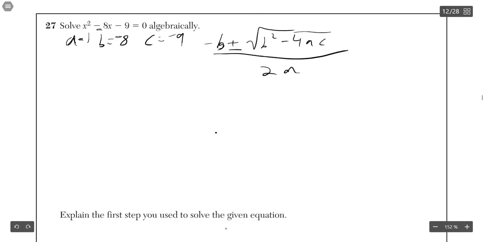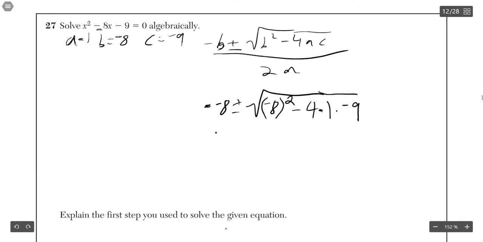So negative b, which is going to be a negative 8, which is going to be positive. We'll do that in the next step. Plus or minus the square root of b squared, so that's negative 8 squared. These parentheses are important. Minus 4 times a is 1 times c is negative 9 over 2a. A is 1.